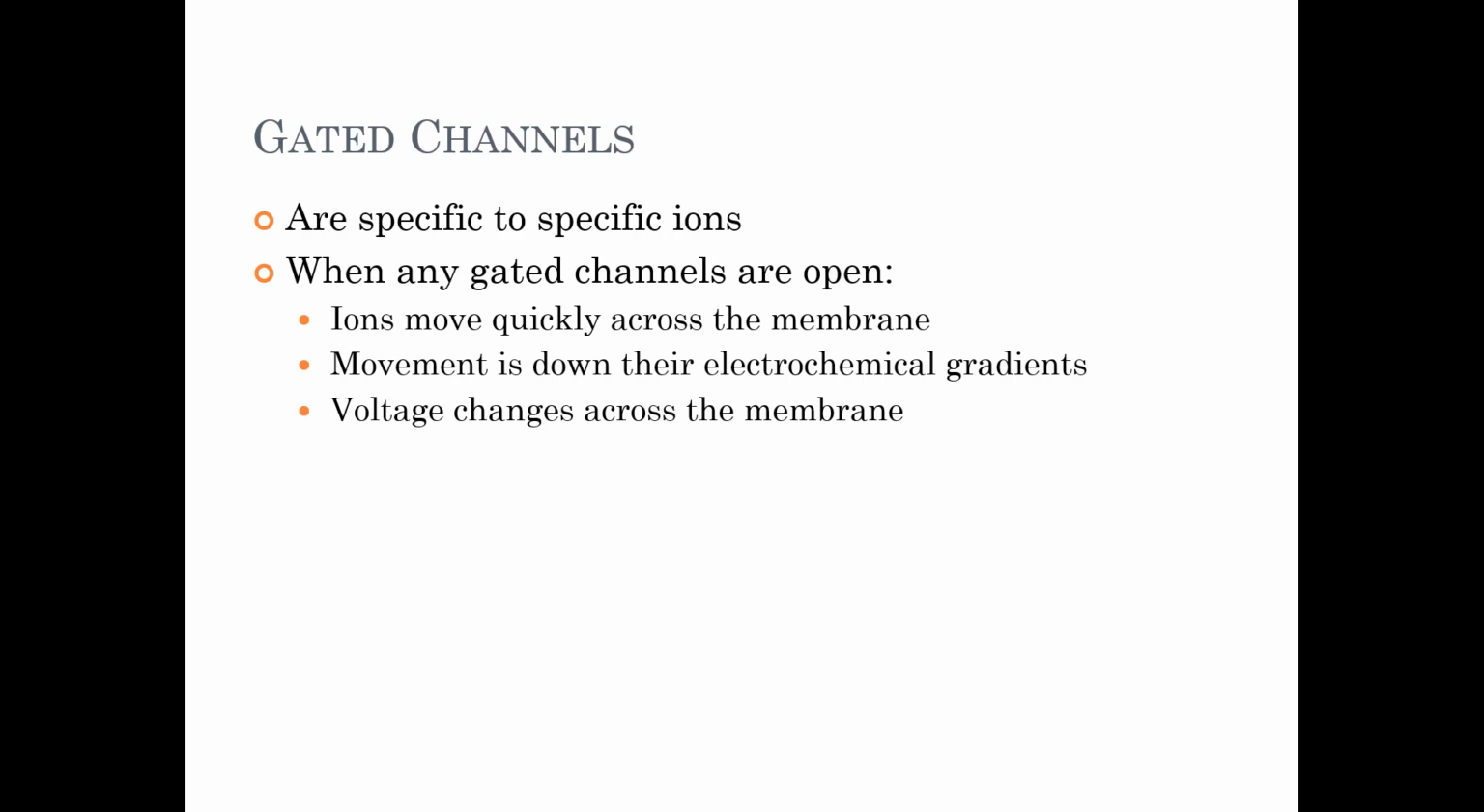Of course, the consequence of ions moving quickly across the cell membrane is that they bring their charge with them. And so if we have positive ions moving quickly from the outside to the inside of the cell membrane, they're going to bring their positive charge with them, and they're going to change the electrical potential across that cell membrane. Okay, this is going to cause something else to happen, as we're going to see when we talk about the action potential.